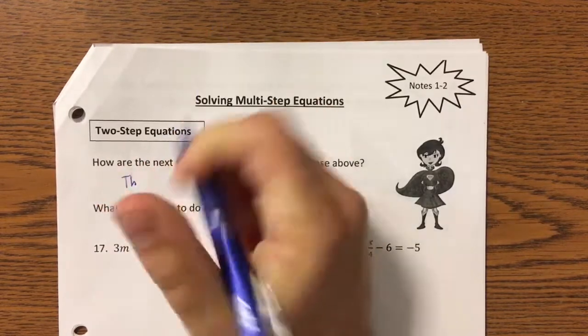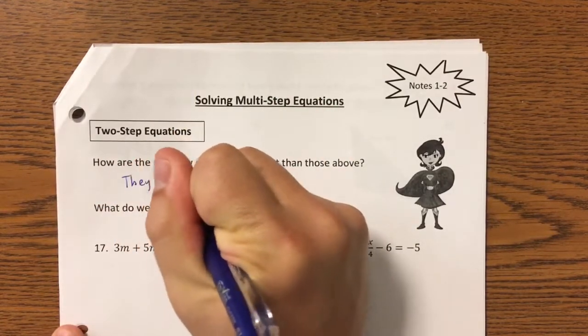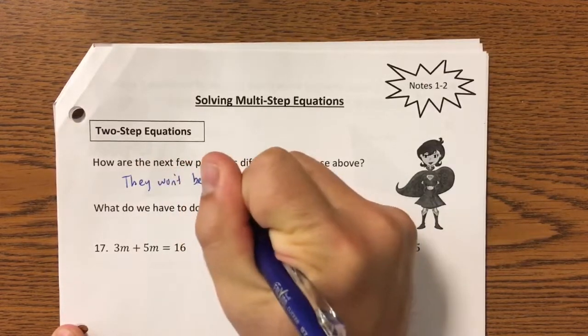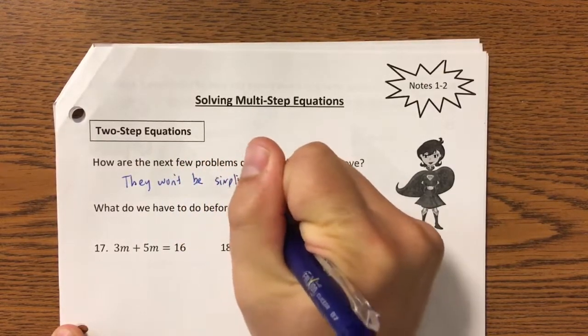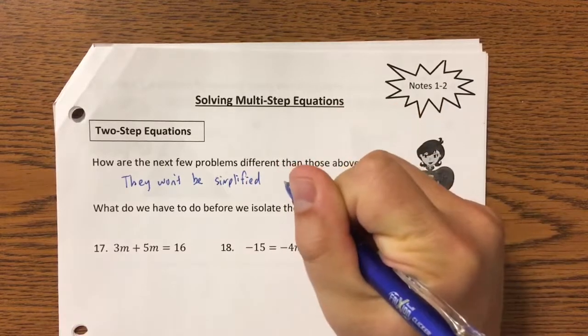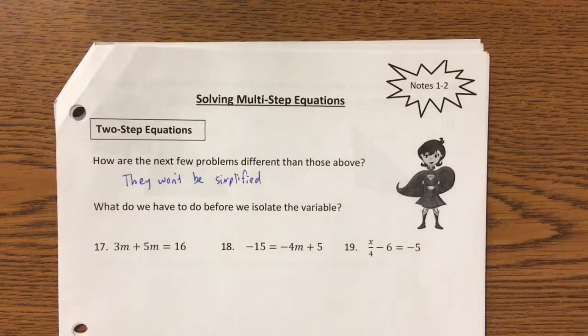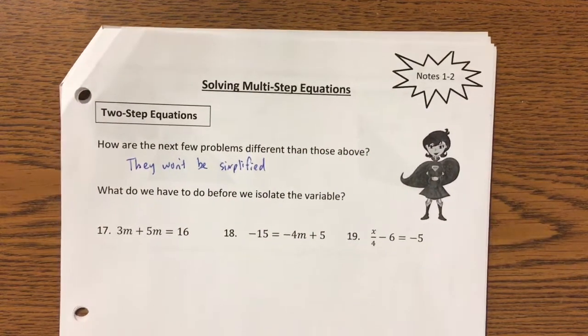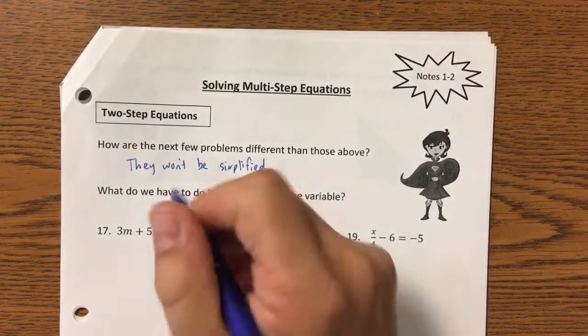They won't be simplified. They won't be simplified, okay? And what we have to do before we isolate the variable is simplify each side of the equation.